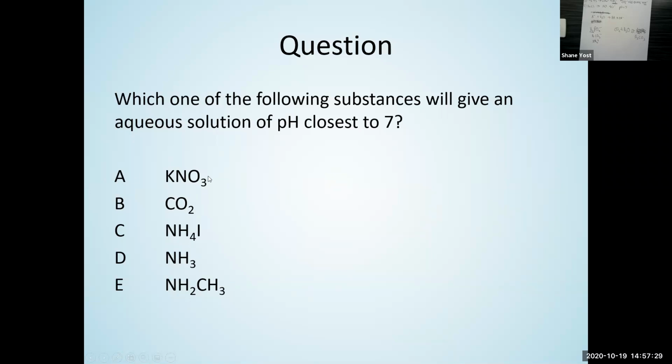Okay. So A here is the only one that's going to be a more neutral solution. B and C are acidic. D and E are basic. Okay.